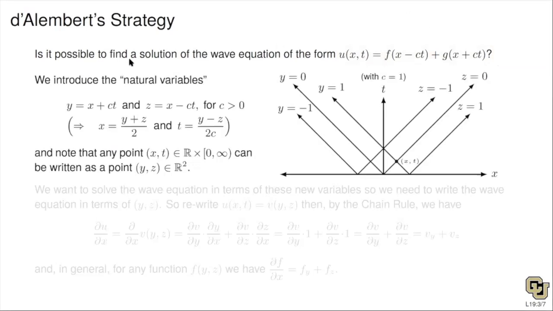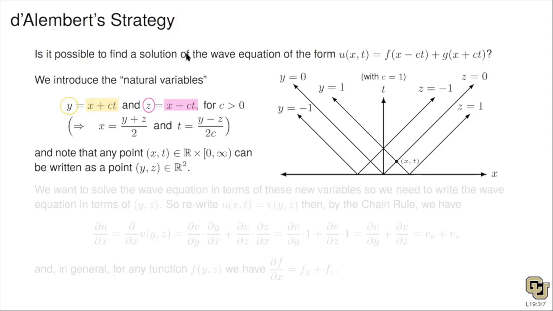So now we introduce the so-called natural variables, based on this emergence of x plus CT and x minus CT as potential new ways of parametrizing the solution of the wave equation. Let y equal x plus CT, just following the notation in the book. If you read a different book, they'll use different letters, usually Greek letters like eta and zeta. But anyway, here z equals x minus CT. So now we've got these two new variables.